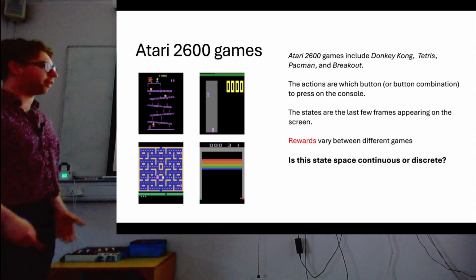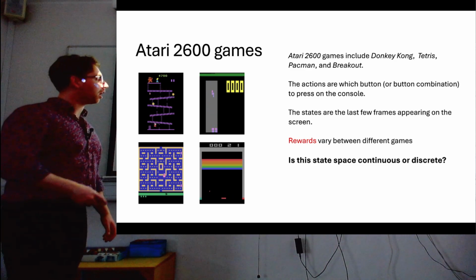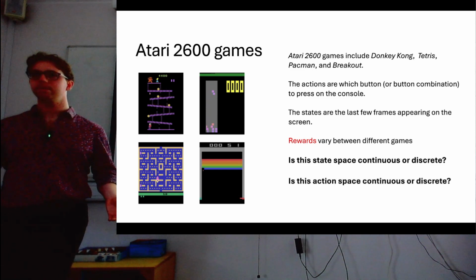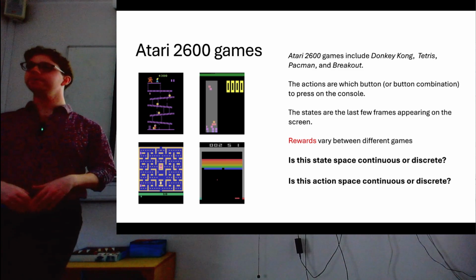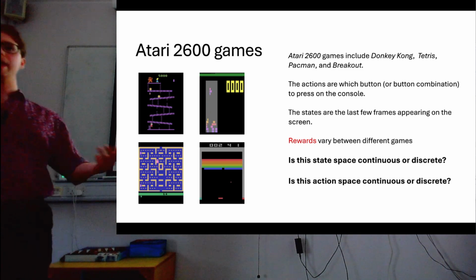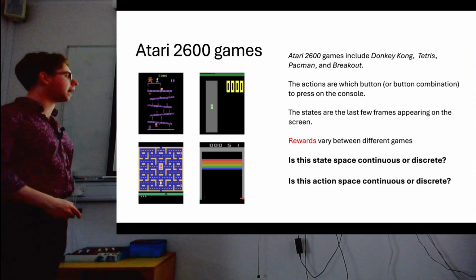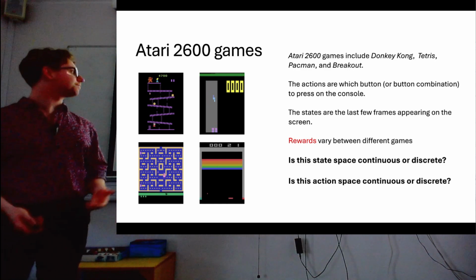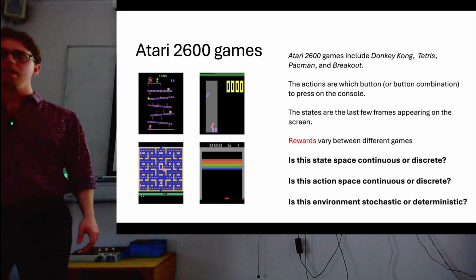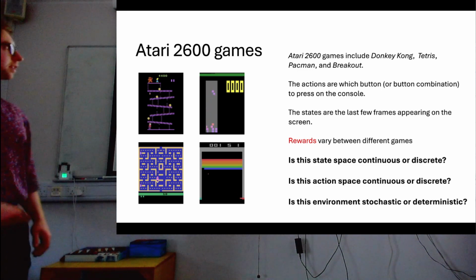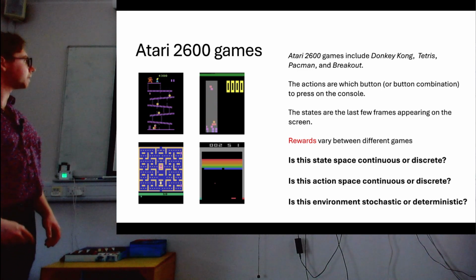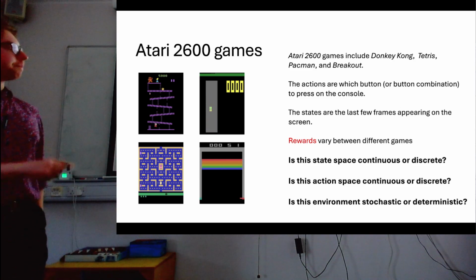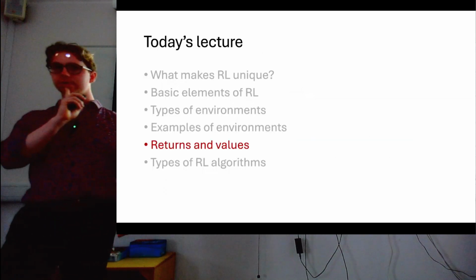There are only finitely many screens you could see. Action space, continuous or discrete? Yeah, it's discrete. There's finitely many buttons. Which buttons I press, that's my actions. So finitely many actions I could take. Finally, stochastic or deterministic? Depends on the game. I think that most of the games in the Atari suite end up being deterministic, but I'm not actually sure about this. Yeah, depends on the game. Fantastic. Any questions at this point?